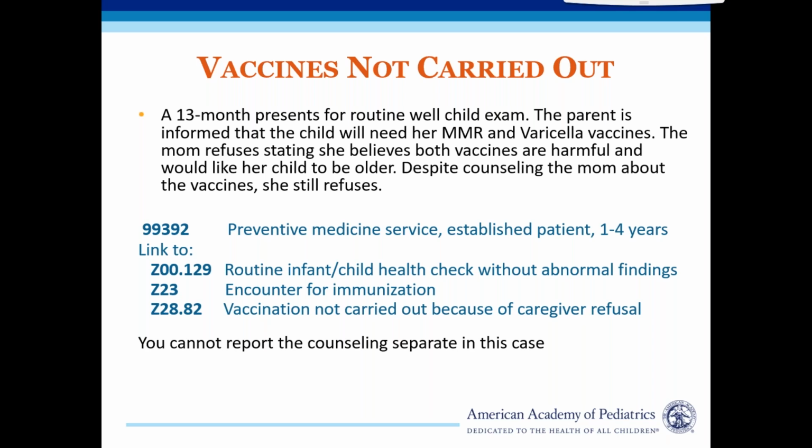So again, we have our 99392. We're going to link that to Z00.129, our encounter for immunizations, because that's why she's also there. And then our Z28.82 for vaccinations not carried out because of caregiver refusal.